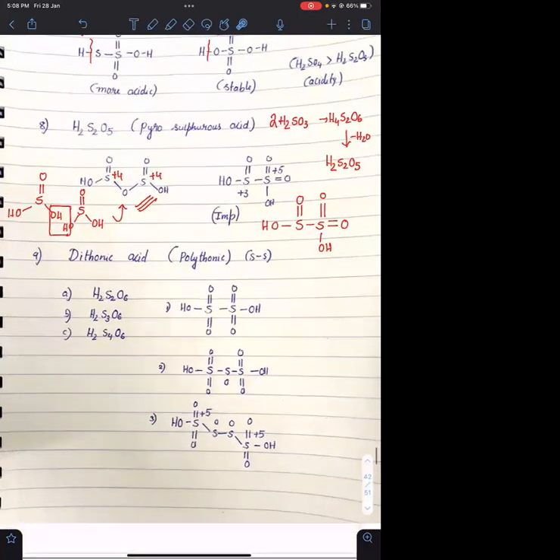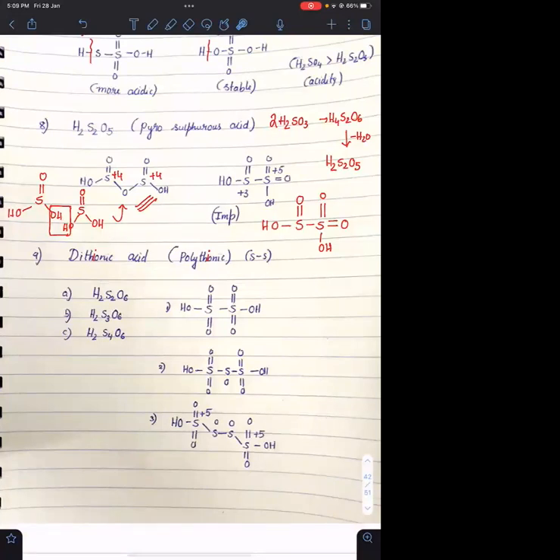ओके, नेक्स्ट थायोनिक एसिड्स. यहाँ पे फिर से स्पेलिंग करेक्ट कर लेना, it is not dithonic, it is dithionic. यहाँ पे भी पॉलीथायनिक एसिड्स. In all thionic acids, you will be having SS linkage.